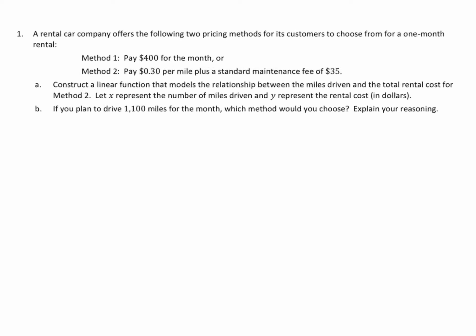A says to construct a linear function that models the relationship between the miles driven and the total rental cost for Method 2. X is going to represent the miles driven, and Y will represent the rental cost. They're going to pay 30 cents per mile, so we want 0.3 times the number of miles, which is X, plus the maintenance fee. That's the initial value.